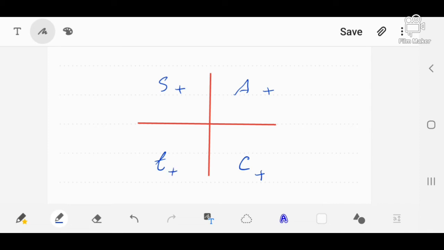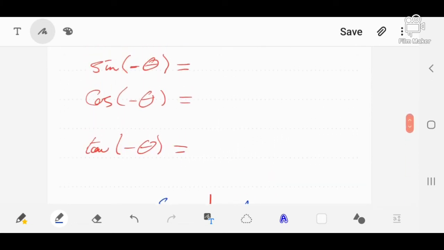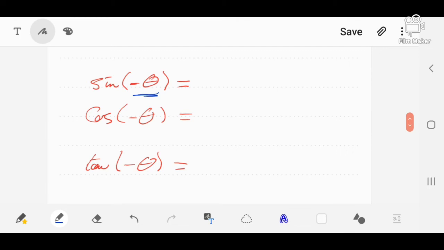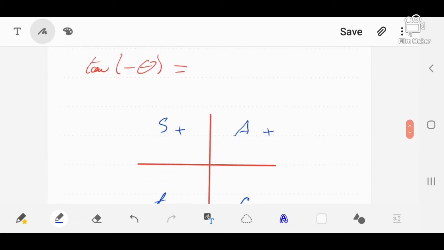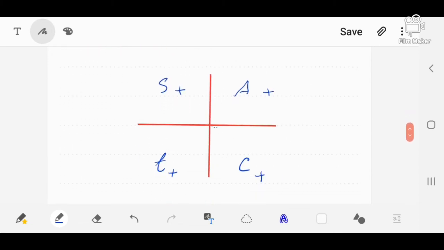Simply, when you see such a thing, there is no need to memorize it. Just think of theta as an acute angle. So when I say negative theta, this means I'm talking about an angle in the fourth quadrant. So this is negative theta, which means sine, cosine, tan, cotan, secant, all of them have a reference angle theta, right? So it's the same trigonometric ratio, the same answer with different signs.